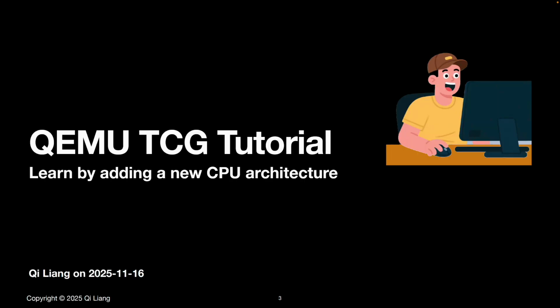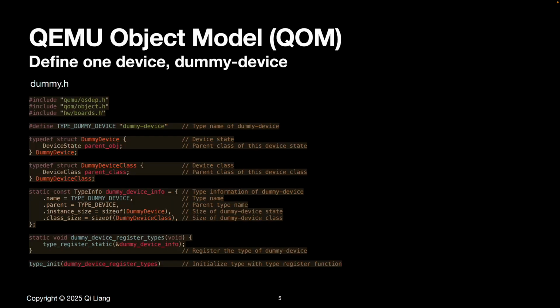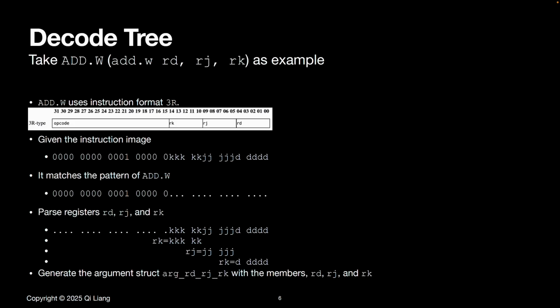This course, QEMU TCG tutorial, will show you how to have QEMU emulate a new CPU architecture. To be specific, this course borrows some instructions from the LoongArch CPU architecture. It explains the QEMU Object Model, which is the model of QEMU devices and CPU targets. It also explains DecodeTree, describing how to decode the target CPU's instructions, and explains the TCG-IR intermediate representation.